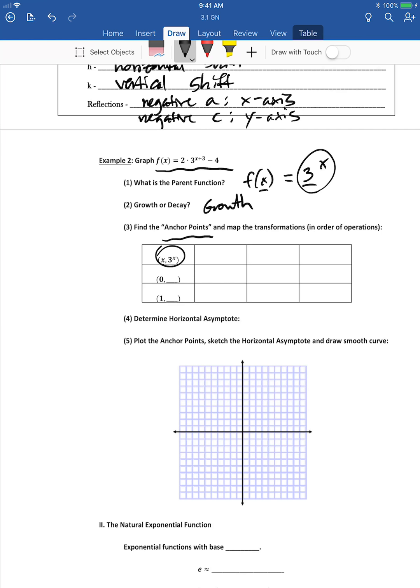Our anchor points for exponential functions are going to always be the same two. And then we'll change them according to our transformations. So we're starting with 0. If I plug in 0 to this exponential function, I get one. Should be easy. If I plug in 1 to my parent function, I get 3. So this is an important point. You are looking at the parent function for these 2 points here.